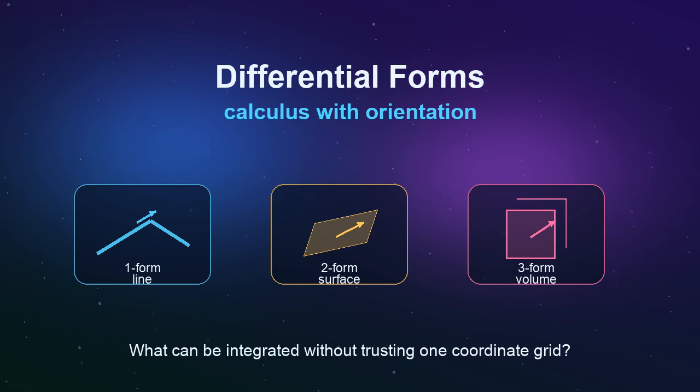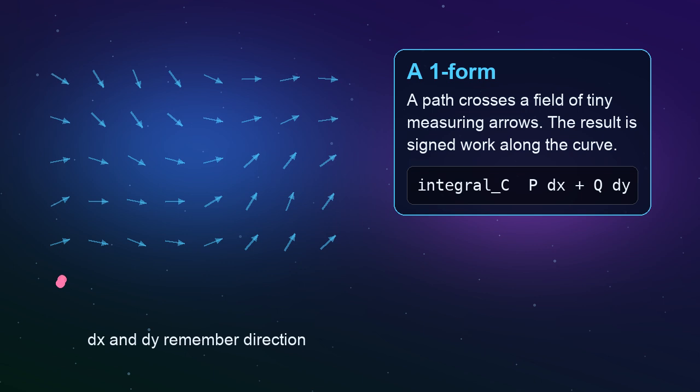Most calculus asks, how fast does a number change? Differential forms ask a more geometric question. What can you add up on a line, a surface, or a volume, without depending on the coordinates you chose?